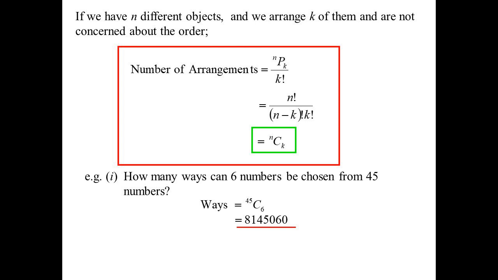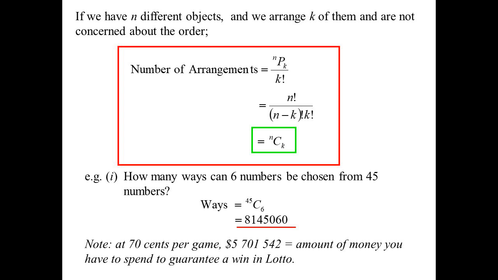Now, I haven't played it for a very long time. I think it's about 70 cents a game. So it costs you a bit over $5.5 million. But you would guarantee that you win. So the gamble no longer becomes, would you win? The gamble becomes, are you the only person that will win? Because the way Lotto works is if 2 people win, you split the money.